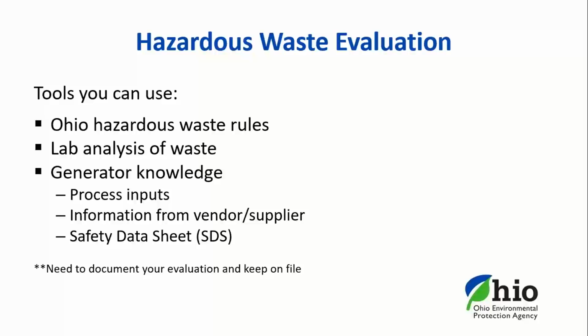Now, the rule doesn't specify what sources you can use as generator knowledge, nor does the US EPA provide any formal guidance, but some of the things that you can consider are your process inputs, so looking at your raw materials, contacting your vendors, seeing if they're able to provide you with any information. And you can also reference safety data sheets, or SDSs. But something that you want to be careful of when using SDSs, they shouldn't be used as the sole determination, just more of a supportive document, because they don't always list all of the hazardous constituent levels. And of course, you need to document your evaluation and then keep that on file at your facility.